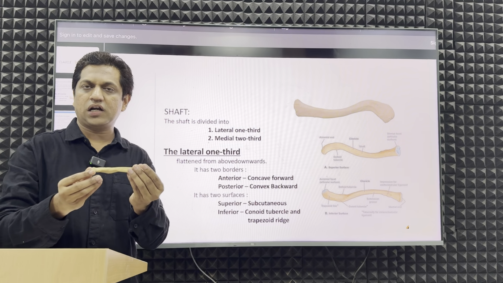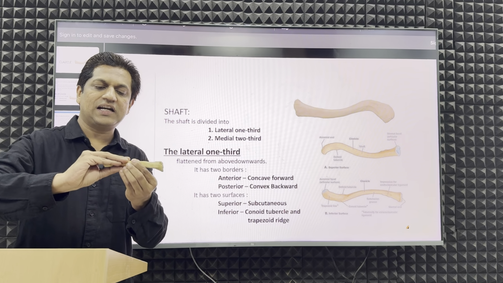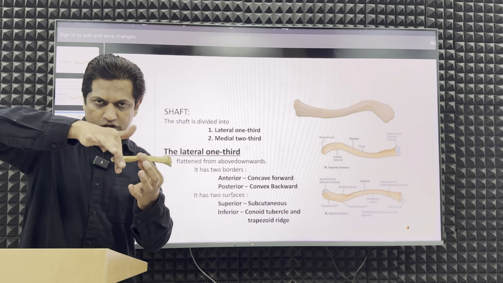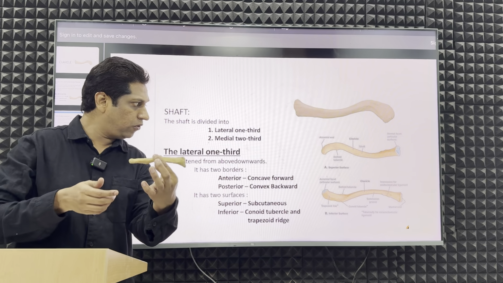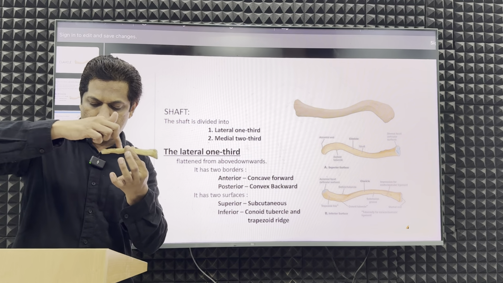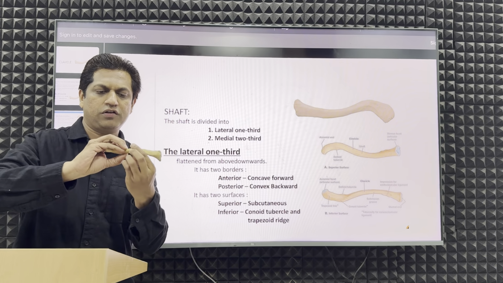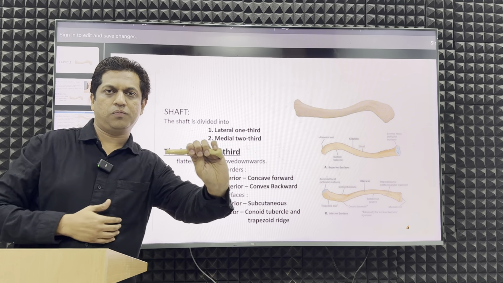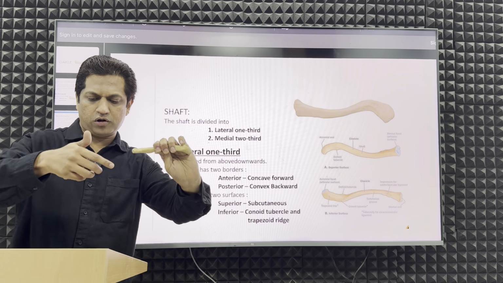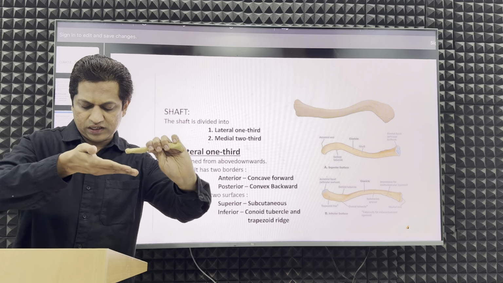Now we know the anatomical position. This lateral 1/3 has an anterior border which is concave forwards, as you can see in this bone, and a posterior border which is convex backwards. Just concentrate only on this part of the bone right now, the lateral 1/3. So anterior border, posterior border, then superior surface and inferior surface.